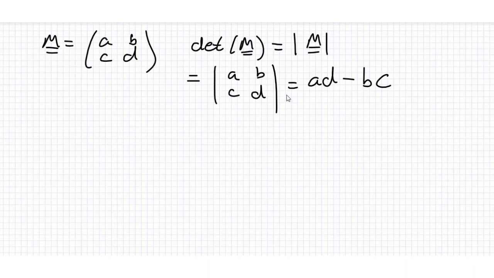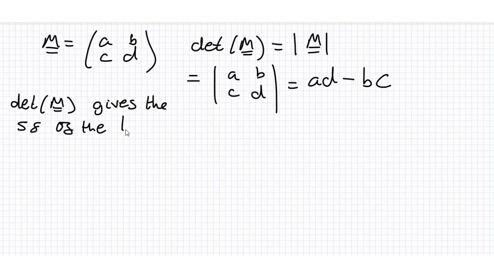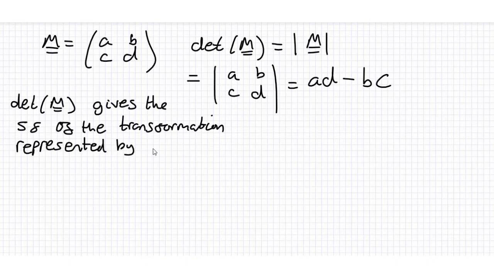And in the 2 by 2 case, the determinant of M gives the scale factor of the transformation represented by M. So, in other words, when you apply M, how is the size of your shape going to be affected? What's the scale factor going to be? So let's have a look.